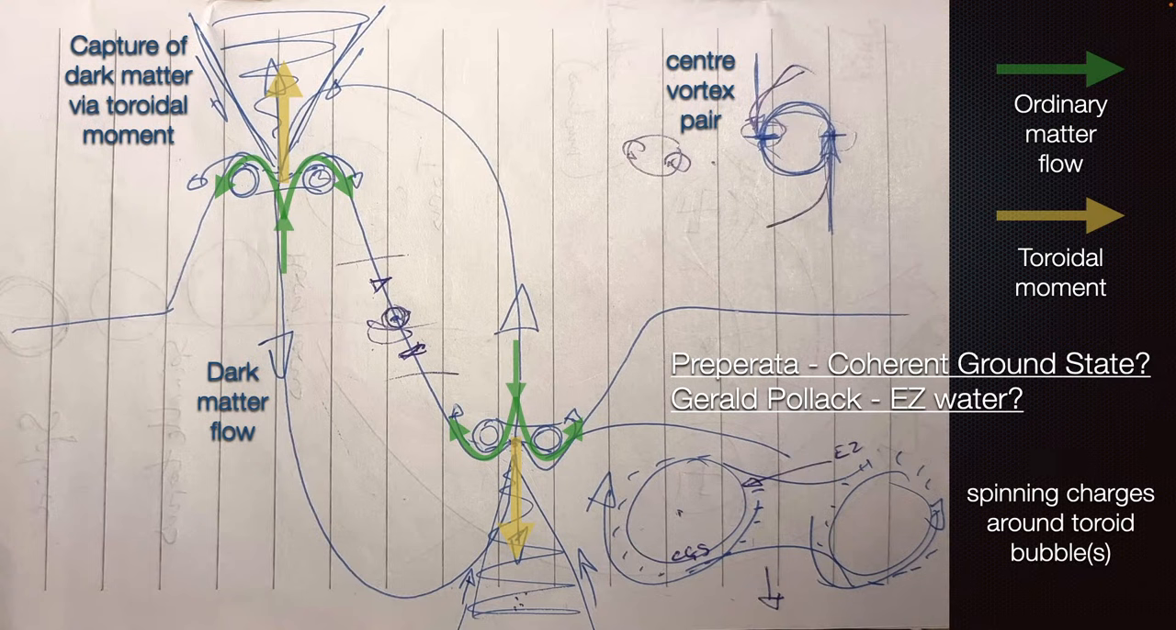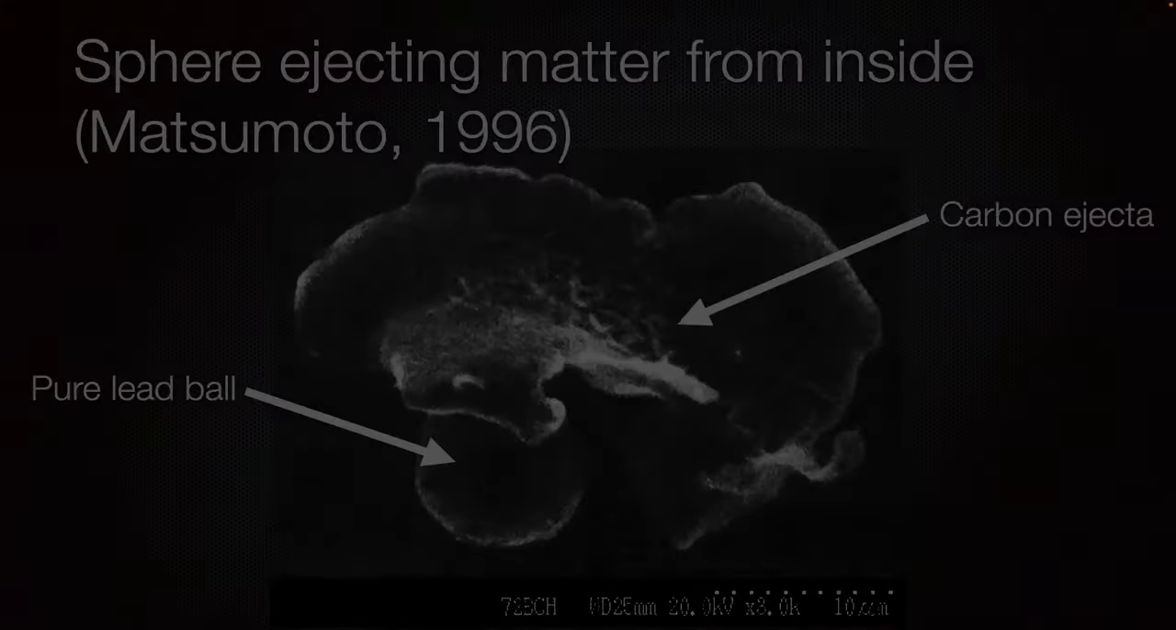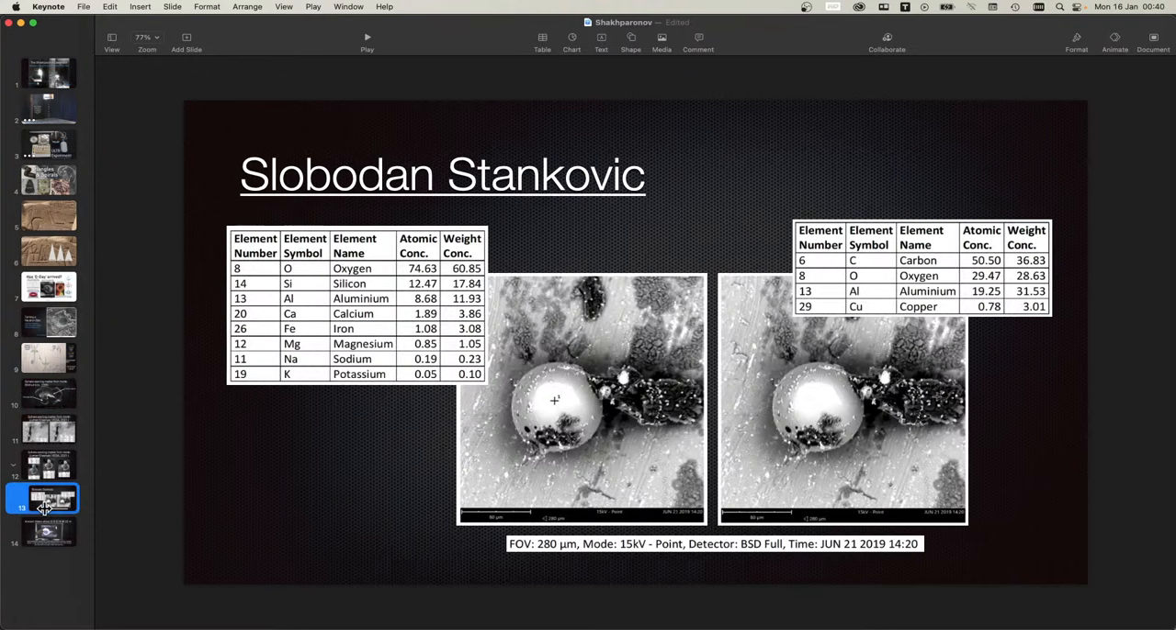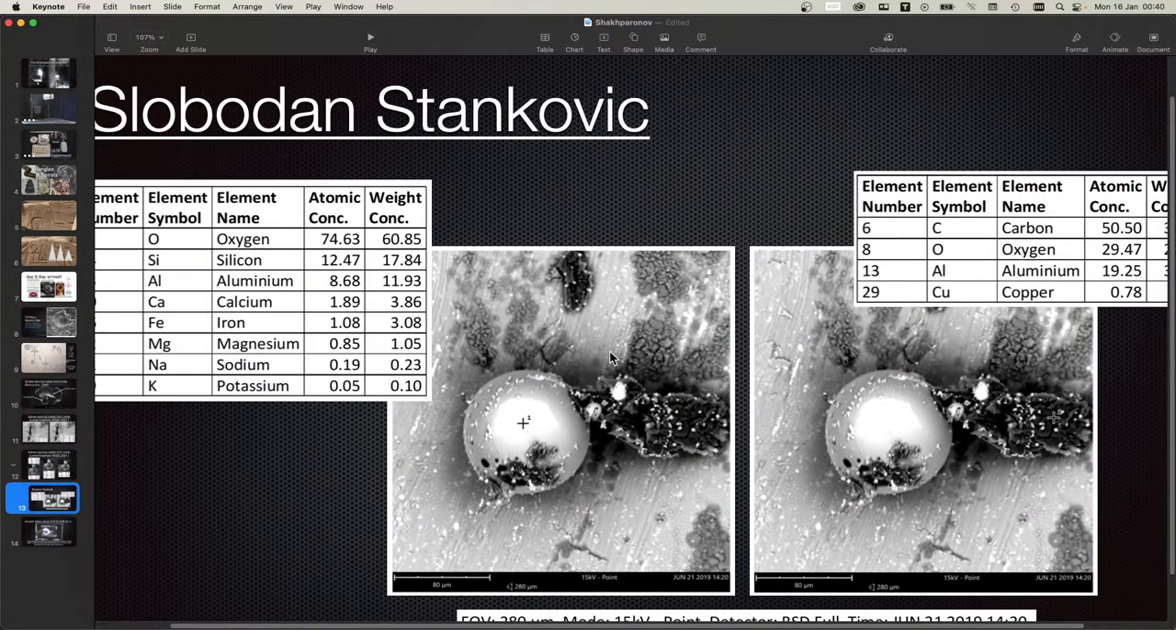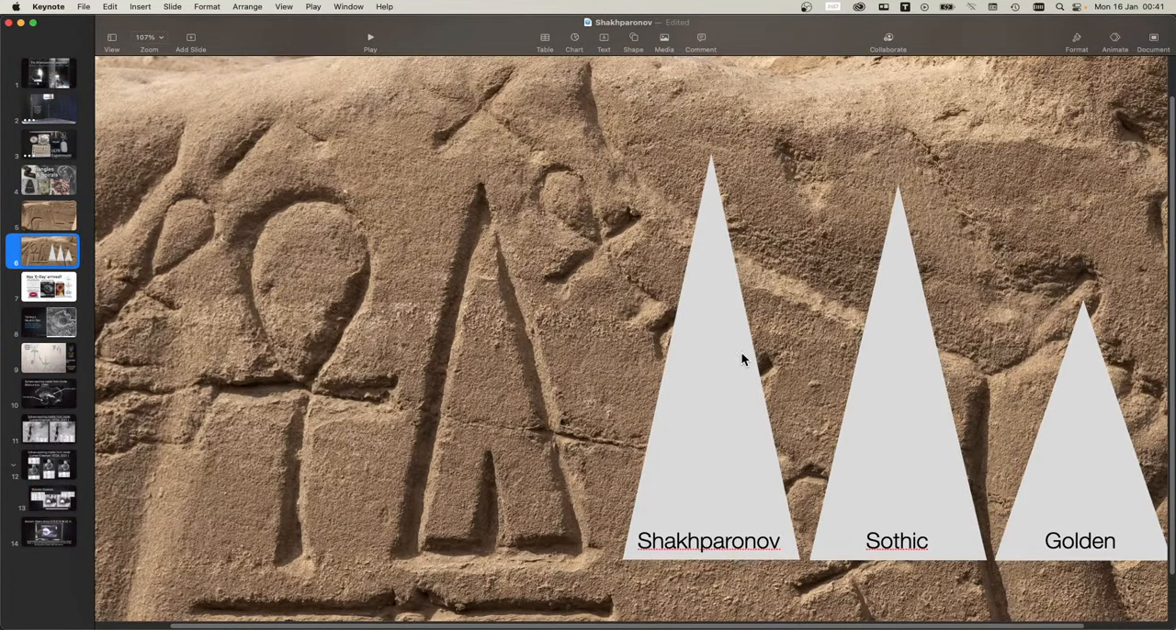Okay, so there we go. All right, now, like I say, a study of these things would lead us to be able to establish the conical structure, whether it is of a very regular Sothic ratio, or it's golden ratio, or it is the ratio of Shakhparonov. But like I say again, it's so close that I think it's at least the Sothic ratio.